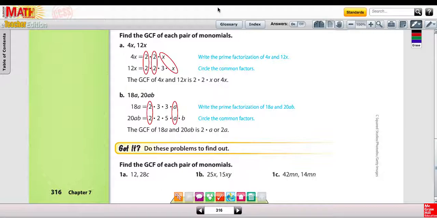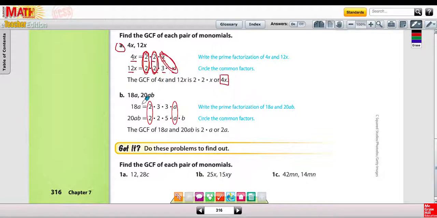You can see the process here in example 1 is that we list out all the factors. 4x is 2 times 2 times x, and 12x is 2 times 2 times 3 times x. What do they have in common? They have a 2, a 2, and an x in common. So the greatest common factor is 4x.